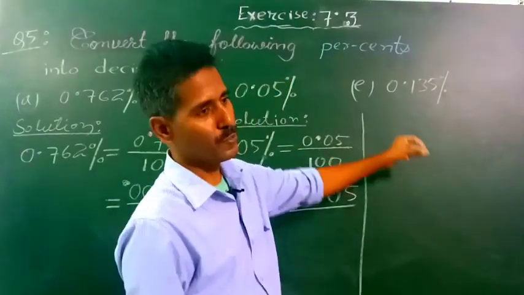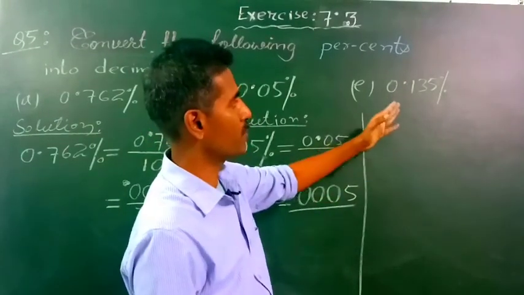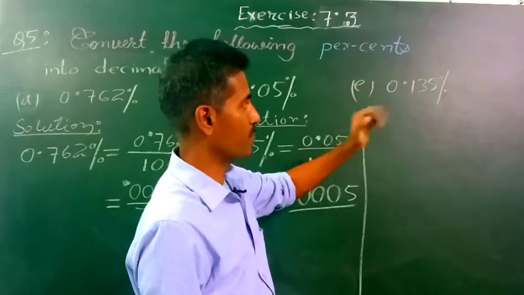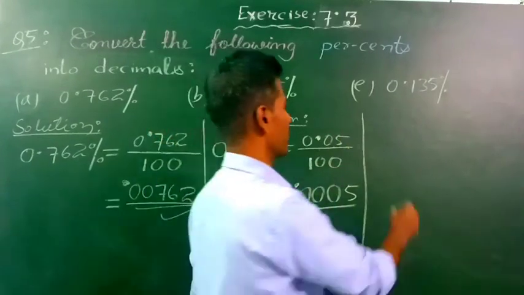Like 0.135%. For me, no need to do it; without doing, just seeing the question I can say the answer. Okay, 0.135, the answer will become 0.00135.